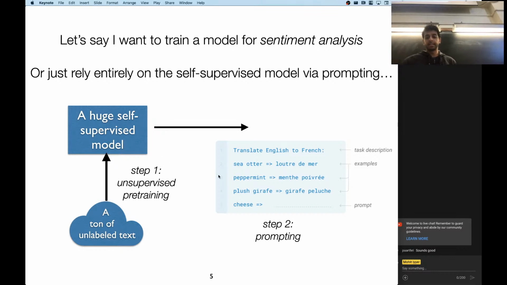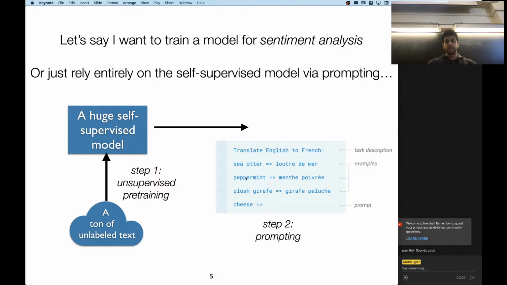So in this example, I want to use this model for translation. Again, this is a giant language model. It's only trained to predict the next word. How do I use this for translation? Well, in the simplest case, I can just say, translate English to French, and give it a couple examples of the format in which I would like to do this translation.